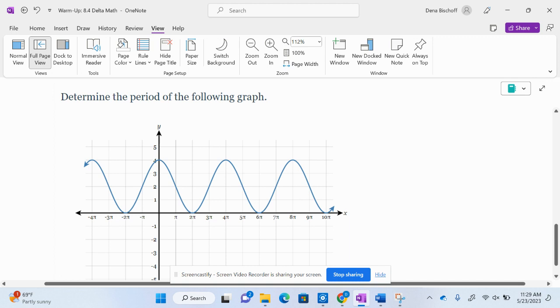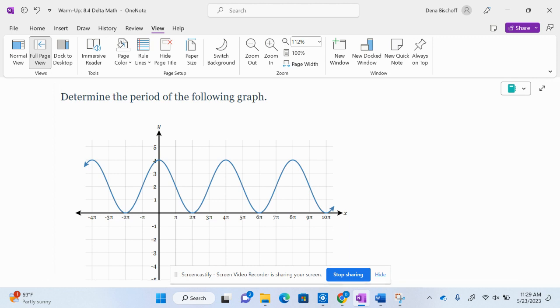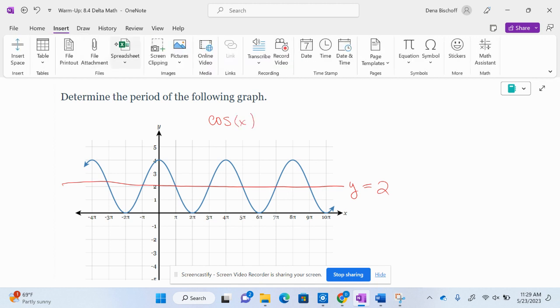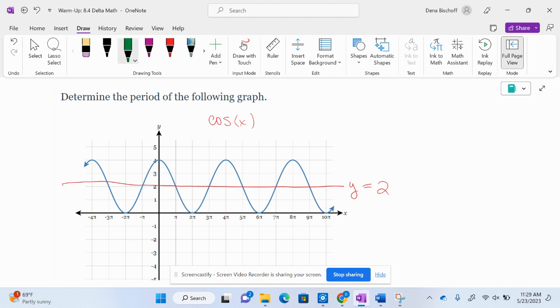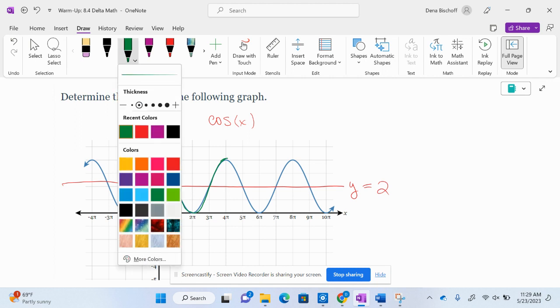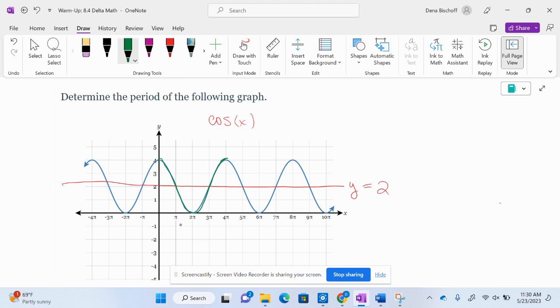And that's what we're going to talk about today. So I'm going to just write down some things that you know. So here's my midline. This is y equals 2. My graph is not starting on the midline, so I know that this is a cosine function, right? This is the cosine of x. And when you think about the period, you're trying to decide how many cycles take place within 2 pi. So you're looking at the number of cycles in 2 pi.